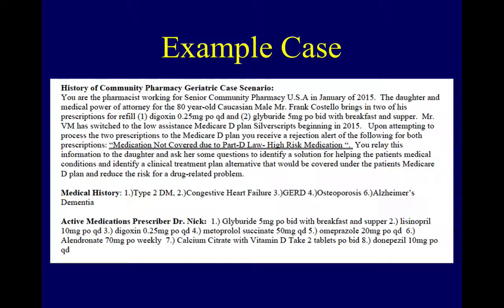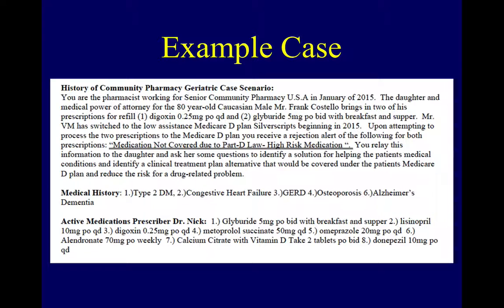Upon attempting to process the 2 prescriptions to the Medicare D plan, he received a rejection alert of the following for both prescriptions: medications not covered due to Part D law, high-risk medication. You relay this information to the daughter and ask her some questions. And so when she does, she says, well, here's why Dad takes these. He has type 2 diabetes, he has congestive heart failure. Oh yeah, and in addition, he has reflux, osteoporosis, and Alzheimer's dementia.